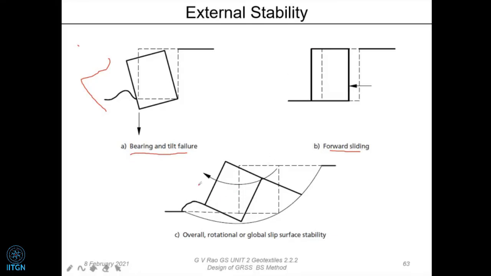Then, if you are doing hilly regions, and also depending upon the kind of soil we have, it's quite possible that tilt is a function of settlement only, but here the whole thing is moving. That's called global or overall failure. So we call it overall, rotational, global slip surface. For this also there is a factor of safety, a partial factor of safety. So there are three things we are going to do in external stability after initial sizing.